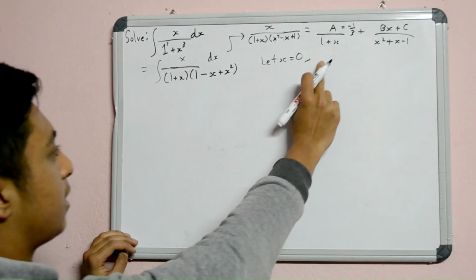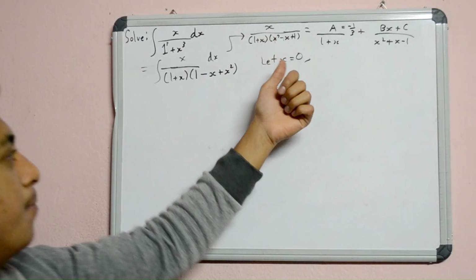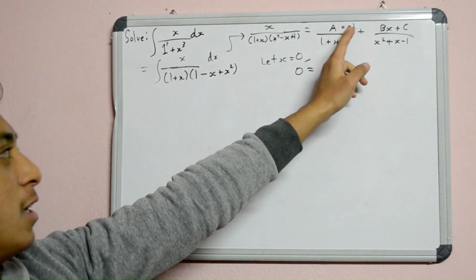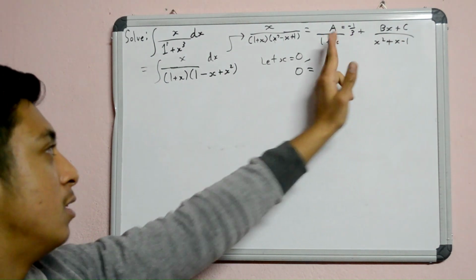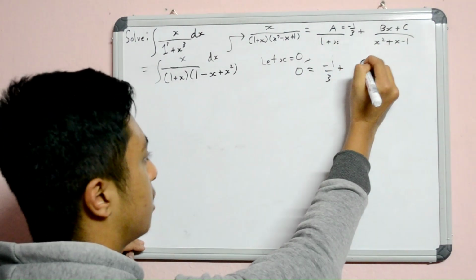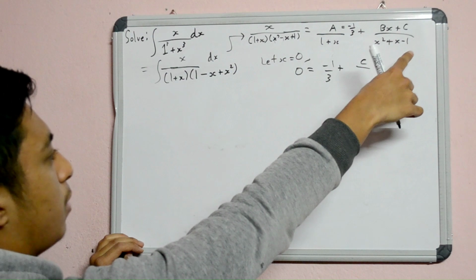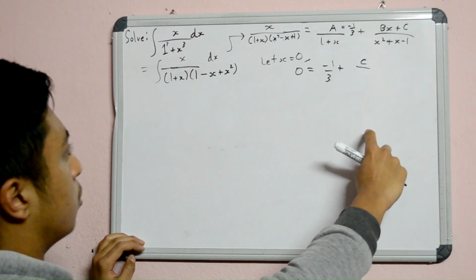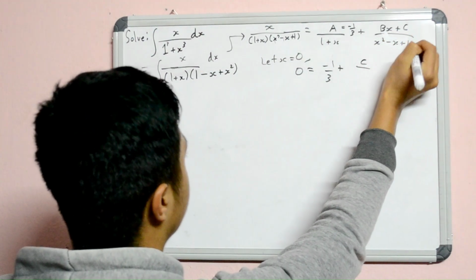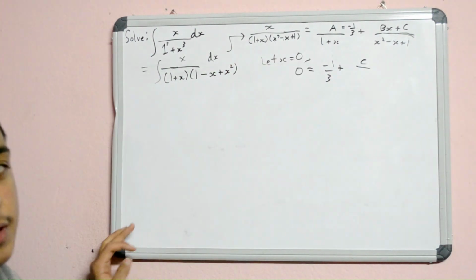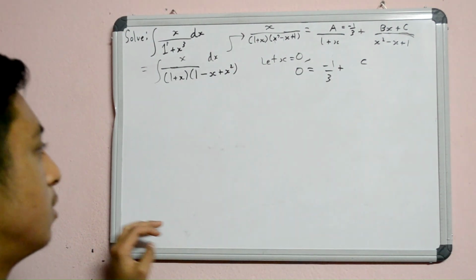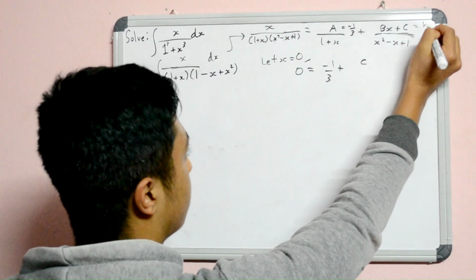So when x equals 0, look at the left hand side: the whole thing will be 0 squared, so 0 equals, we know A is minus 1 by 3, over 1 plus 0, which is 1. So we'll just have minus 1 by 3 plus, as I said earlier, the B term will be 0, so we'll just have C. Over x squared minus x plus 1, we have 1 above, 1 below. So that's just C, and we get C equals 1 by 3.